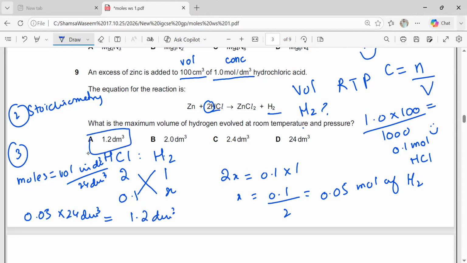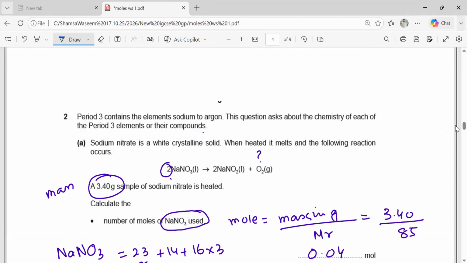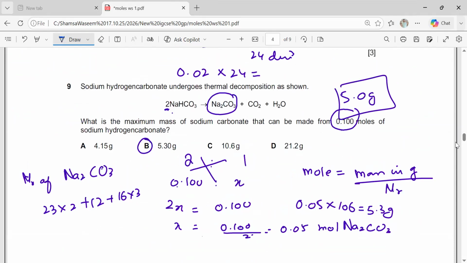Right? Ambreen, are you getting it? Yes. Look, all we have to do is follow steps. Just find out how you're going to find the moles, then stoichiometry, and then the volume. Let's do more questions together. Just rejoin. Okay? Let's rejoin.